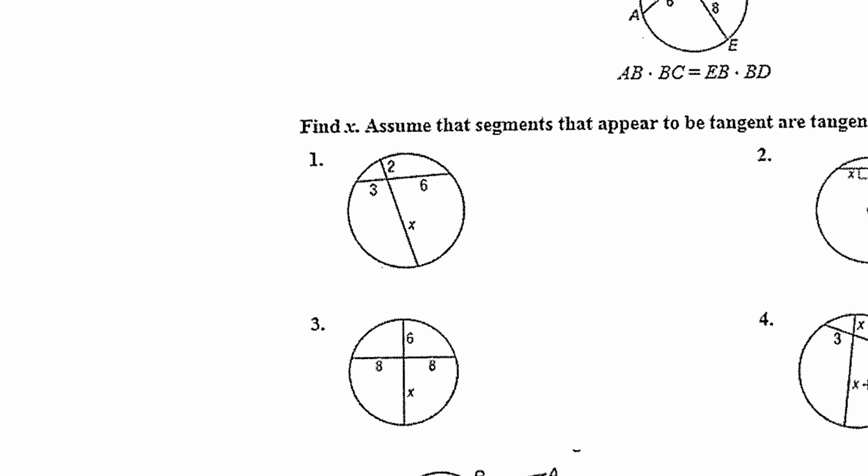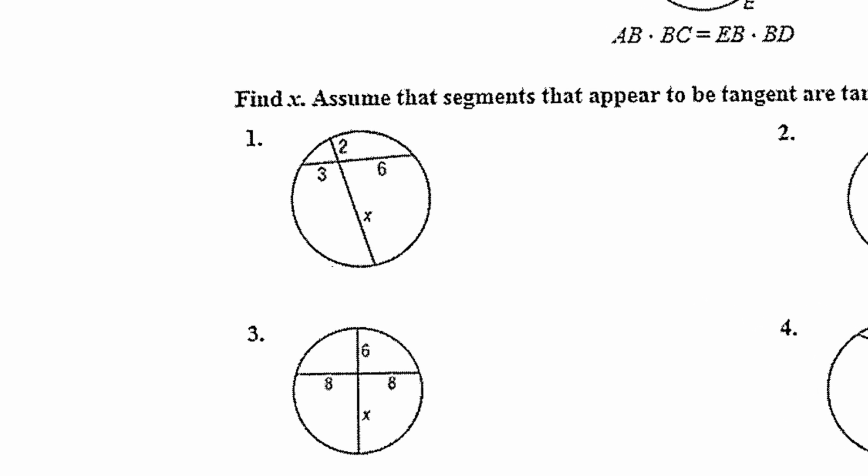Okay, so let's see if you remember the relationship. So this piece is 2 from here to here, and it's X from here to here. And then it's 3 from here to here, and 6 from here to here. Good. Yep, so 2 times X equals 3 times 6. So X should equal 9. 2 times 9 is 18. 3 times 6 is 18.